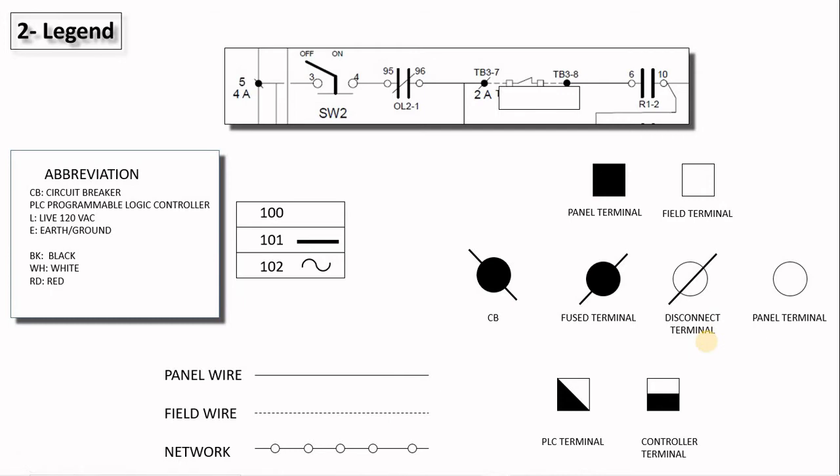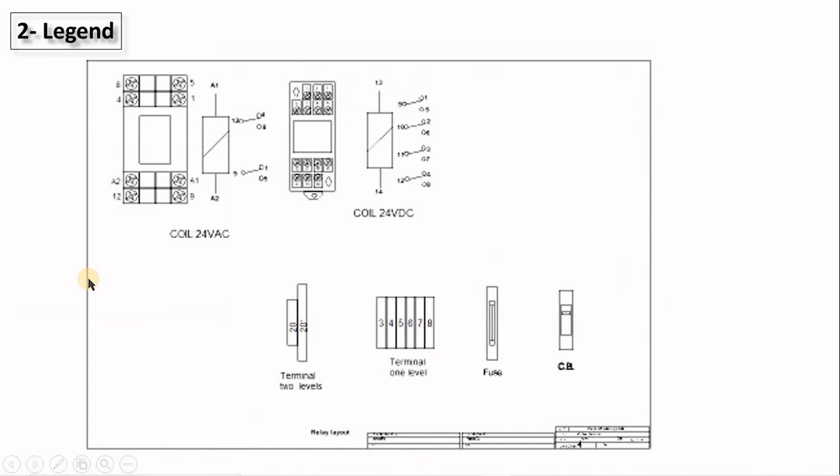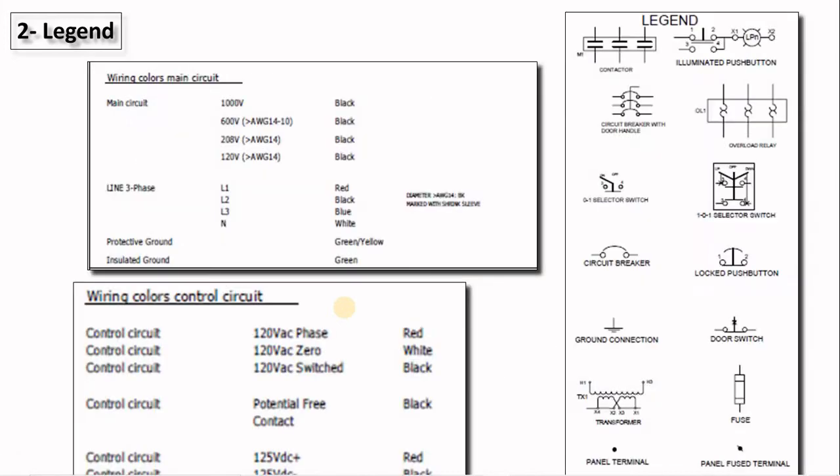Now all those, and the panel wiring, and this is maybe field wiring, which is the dashed line, network wiring, and the abbreviation like BK. This is the black, and the white and the red and so on. So now you can also have in the legend the footprint of your relays, base, and terminal, how you're going to express them in your drawing, and so on.